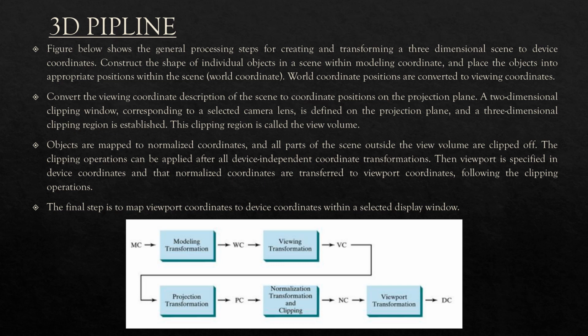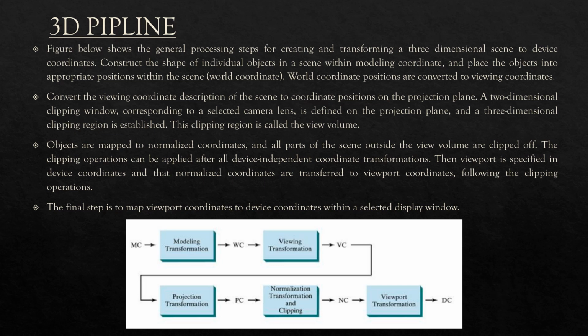So 3D pipeline. The figure below shows the general processing steps for creating and transforming a 3D scene to device coordinates. Previously we have studied about the 2D pipeline where we can view an object in two dimensions. In the 3D pipeline we can view an object in three dimensions. First, construct the shape of individual objects in a scene within modeling coordinates and place the objects into appropriate positions within the scene.